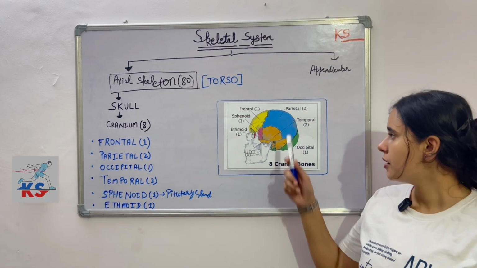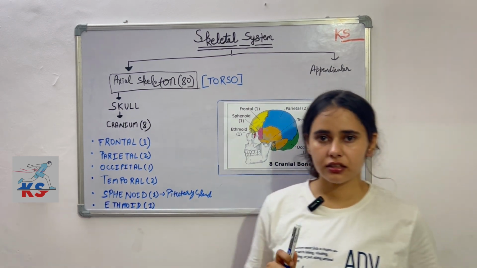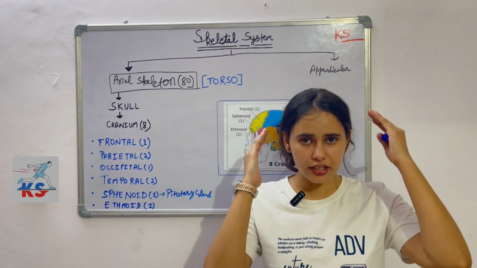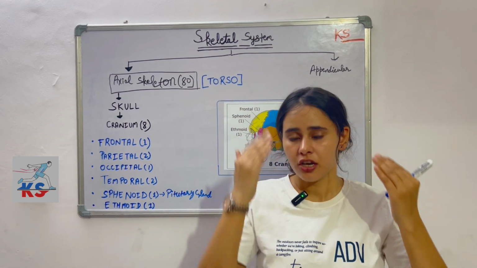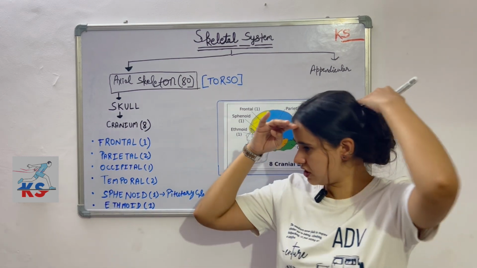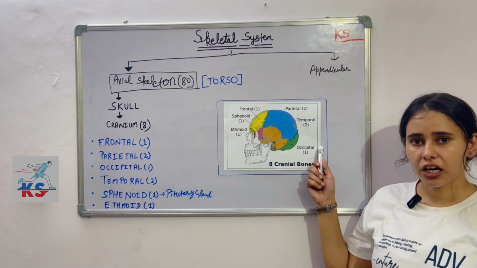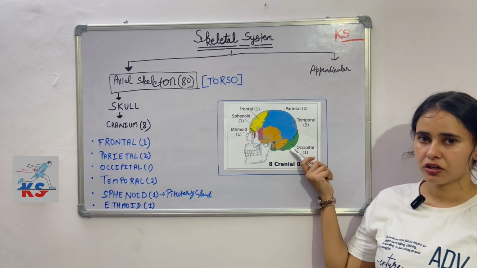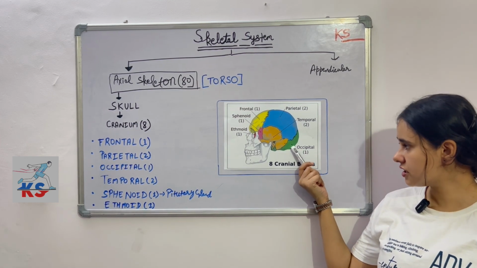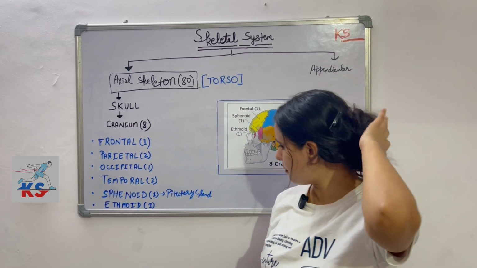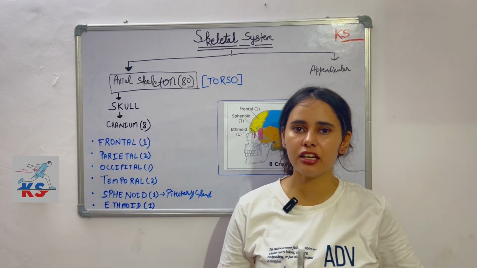Now second is the parietal bone. This bone is present towards the right side and left side, both the sides, and it joins together at the center. So this portion from the forehead to here, parietal bones are present. Okay. Now third is the occipital bone, shown in the green color. This bone forms the back of our head. It is present in the back of our head and it is a single bone.